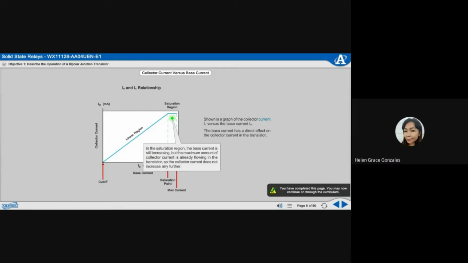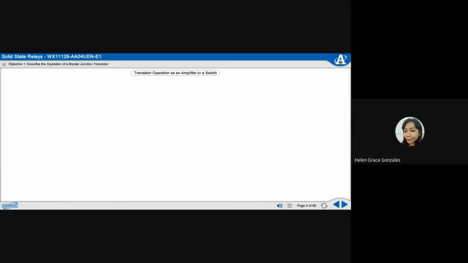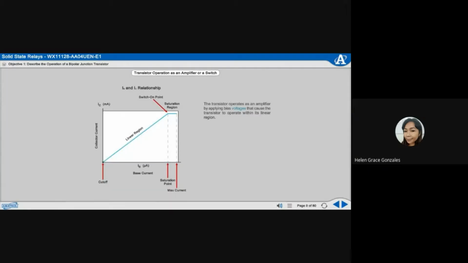In the saturation region, the base current is still increasing, but the maximum amount of collector current is already flowing in the transistor, so the collector current does not increase any further. The transistor operates as an amplifier by applying bias voltages that cause the transistor to operate within its linear region. To operate as a switch, a high or low voltage is applied to the base. The transistor turns fully on when a high voltage is applied to the base, driving the transistor into saturation, and turns fully off when no voltage is applied to the base.